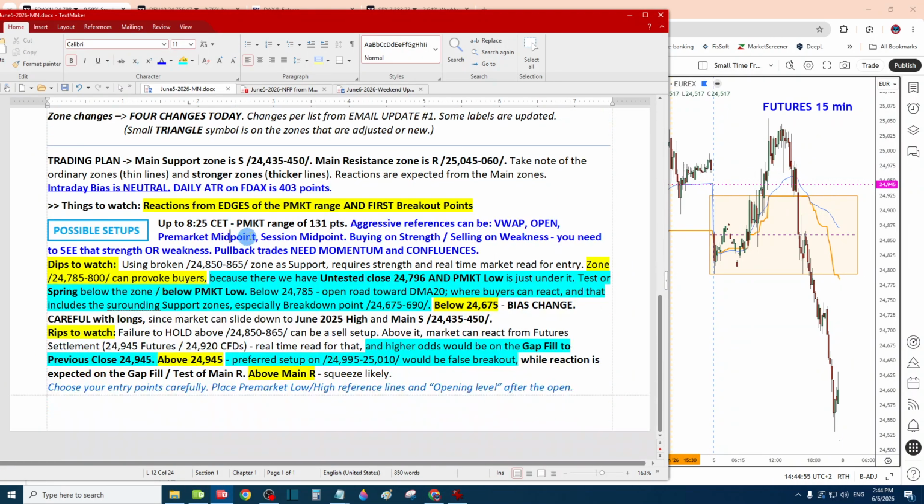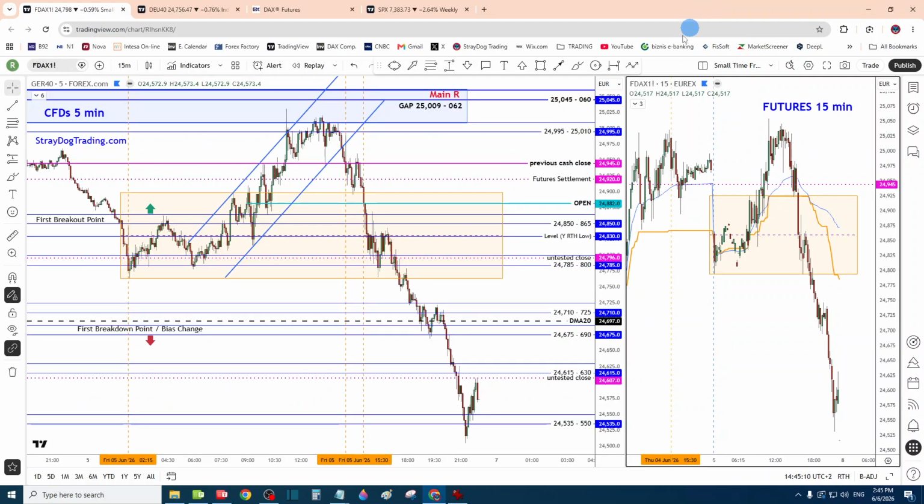In the lower part, there were some ideas about potential setups, both in the dips to watch section and in the rips to watch section. For example, higher odds would be a gap fill to the previous close, and then the preferred setup on the upper zone would be a false breakout, and that is exactly what we got.